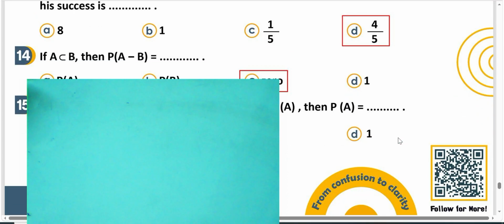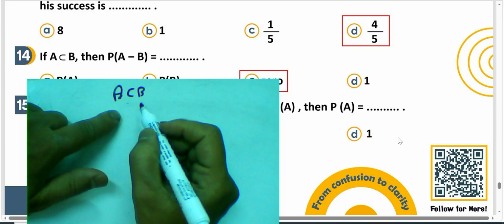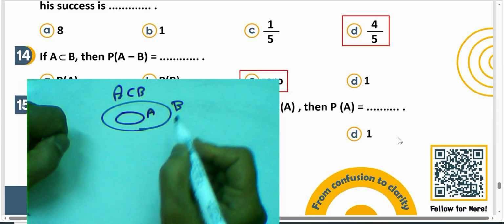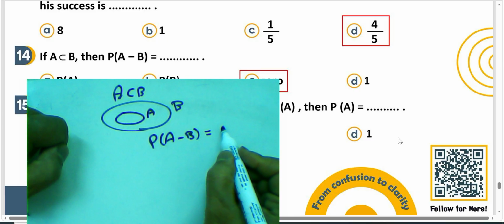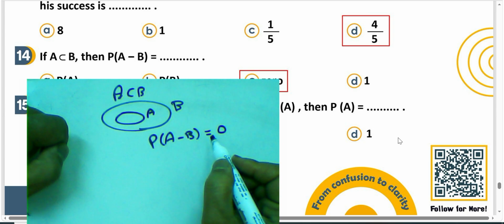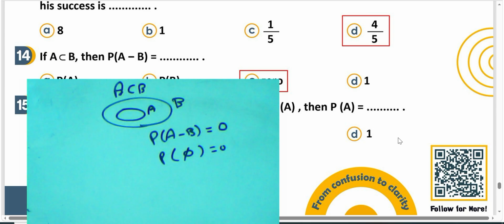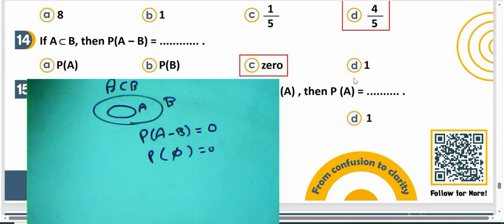Next question here: if A is a subset of B, it means A lies in B. Okay, A lies in B, so the probability of A difference B, which is the null set, will be 0. The probability of the null set, the result here will be 0. Okay, the answer here will be 0. Understood? You must know it, it's important.